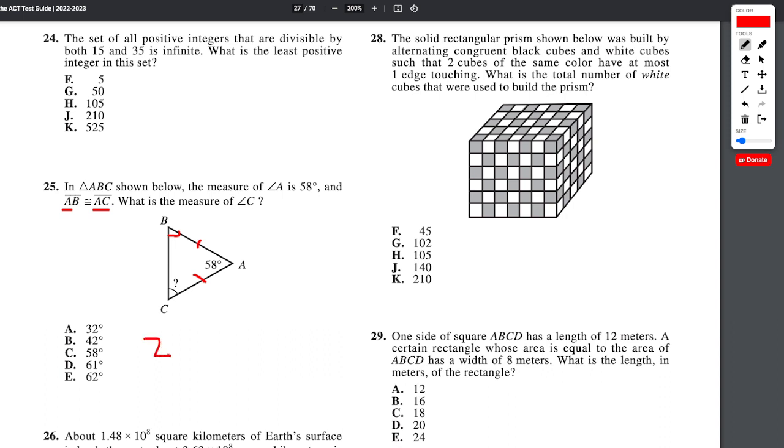So basically 2C is equal to 180 minus 58. So C equals 58, 68, 70, 80, 98, 108. And that's what? 180 minus 58. That's 122. And we divide that by 2, that gives us 61. 25 is D. Yes.